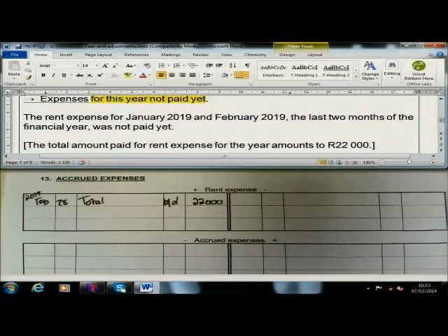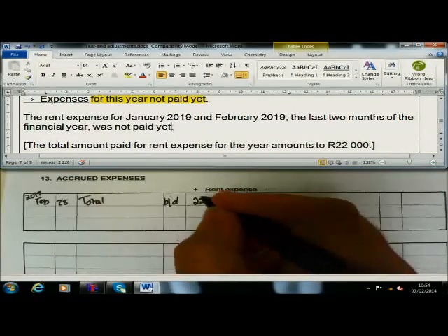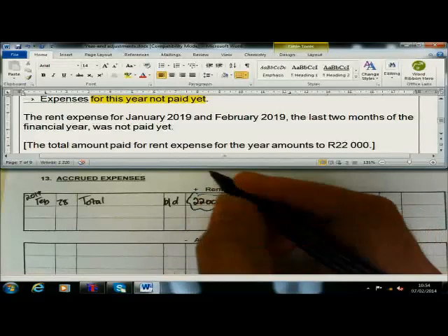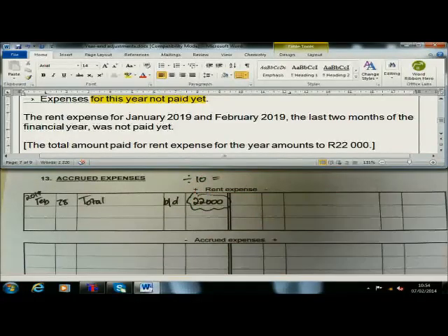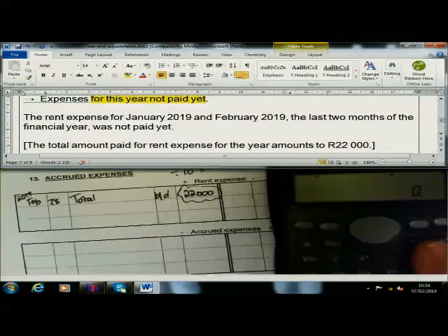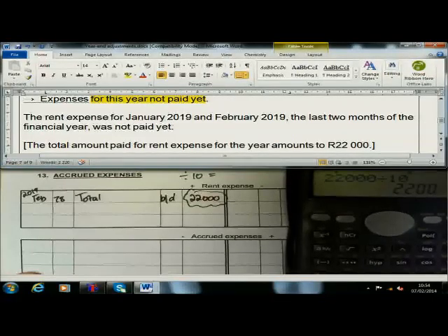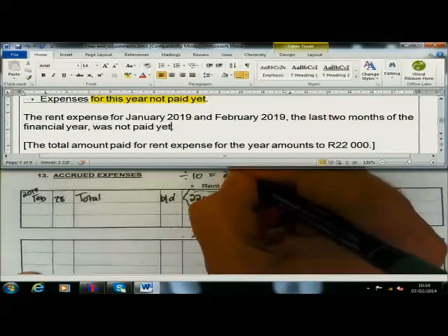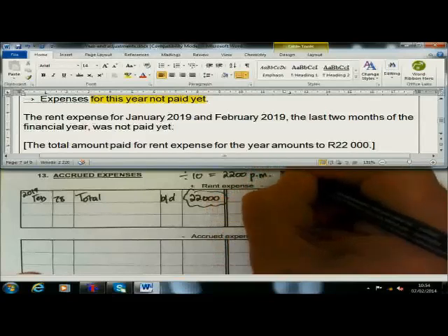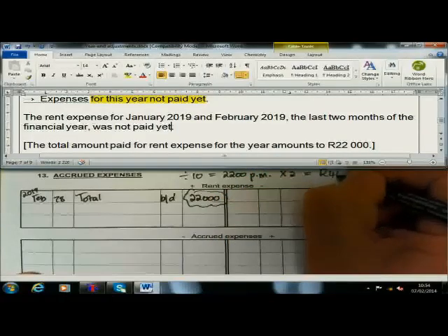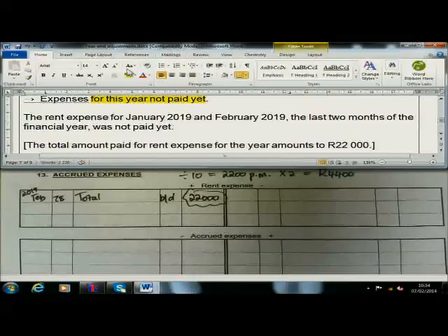What if they didn't give it to us? They mentioned that the rent expense for January and February, the last 2 months of the year, was not paid yet. So you're going to take this amount and you divide it by 10. Why 10? Because without January and February, there were only 10 months in your financial year that we paid for. Divided by 10 gives you 2,200 rand per month times the 2 months, and that gives you the 4,400 that was given to you.